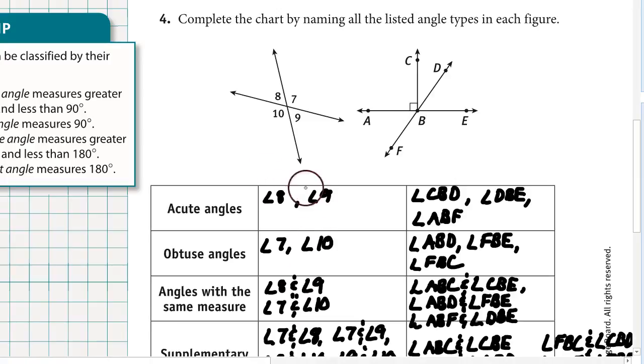So the first column of the chart goes with this first picture with the intersecting lines. The second column of the chart goes with this more complicated picture. Acute angles, that would be angle 8 and angle 9. Over here in the more complicated picture, the acute angles are angle ABF, angle DBE, and angle CBD, all angles that look like they're less than 90 degrees. Next, obtuse angles. In the first one, that would be angle 7 and angle 10. And then here are the 3 obtuse angles in the other picture.